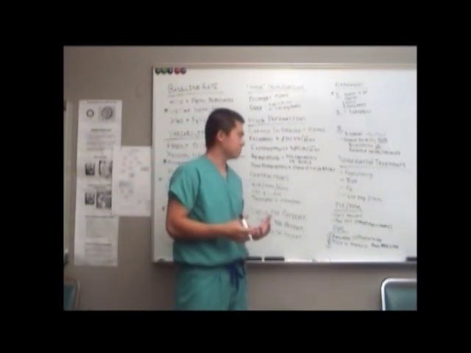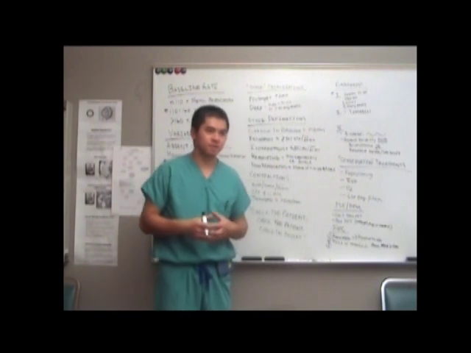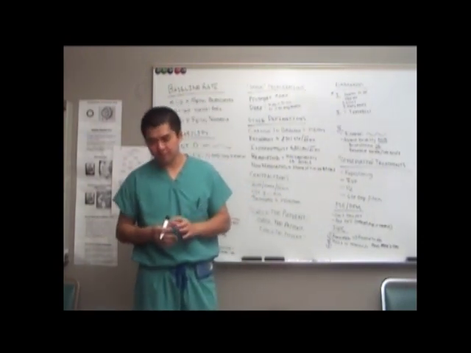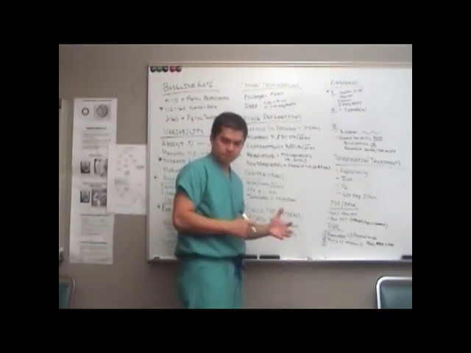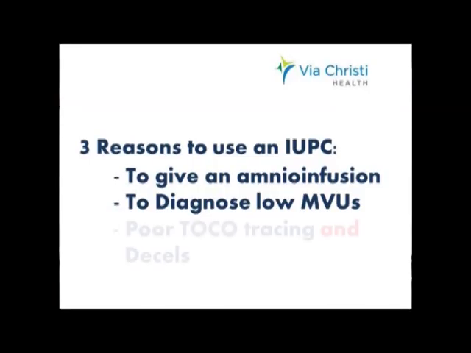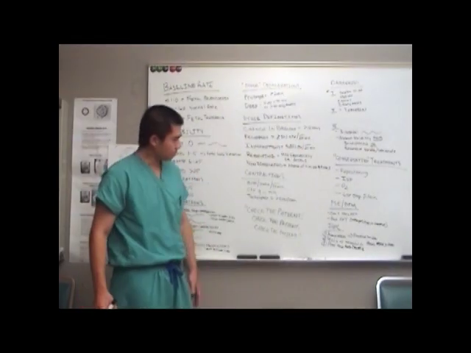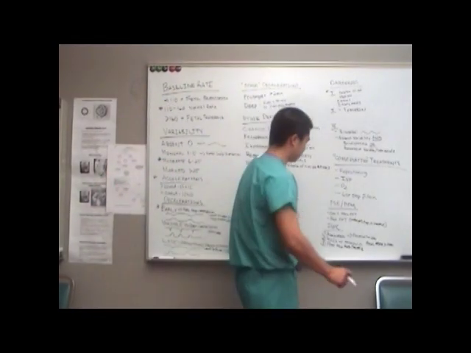So is a poor toco tracing enough of a reason to put in an IUPC? Nope, not in my opinion. You have to have a poor toco tracing and D cells. So why is this? Let me illustrate an example to you.